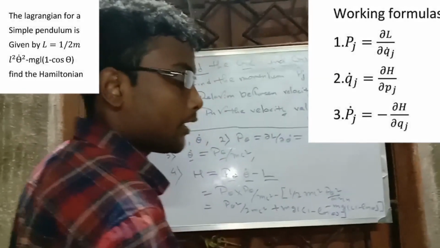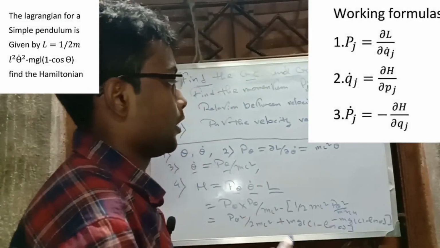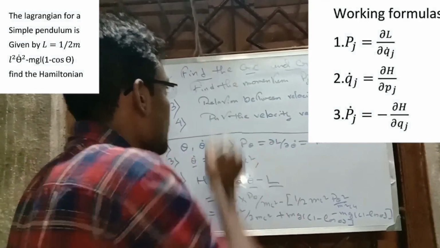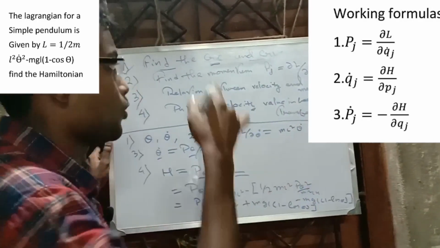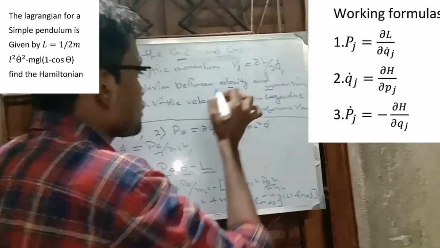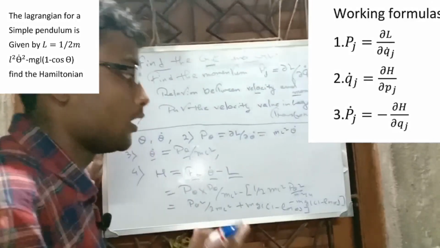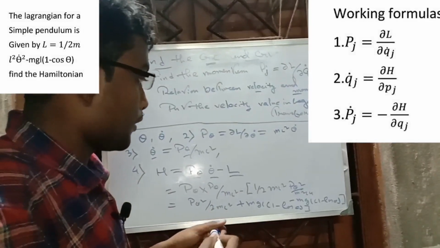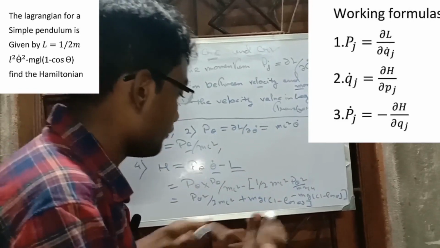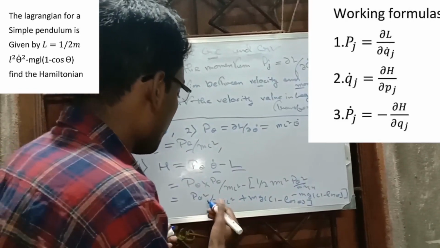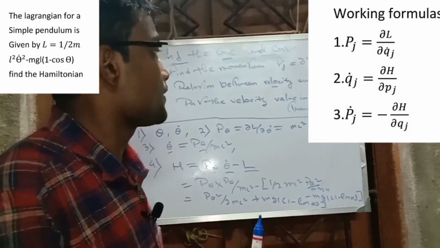So in this way, you can find the Hamiltonian if you are given a Lagrangian. You have to follow the steps. At first you have to find the generalized coordinate and velocity, then the generalized momentum, then the velocity and momentum relation, and put that velocity in terms of momentum in the Legendre transformation. You can easily find out the Hamiltonian. This is the Hamiltonian of a simple pendulum. You are given a Lagrangian of a simple pendulum and I have converted it to a Hamiltonian of a simple pendulum. These are very easy and simple steps.